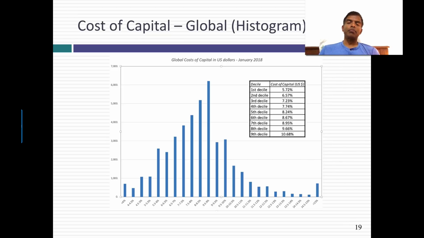So if you get a chance, take a look at your favorite company and estimate the cost of capital for that company. Get your hands around it. It's not a difficult thing to do. This isn't rocket science. Okay? And then think about all of the different places that that cost of capital will get used.